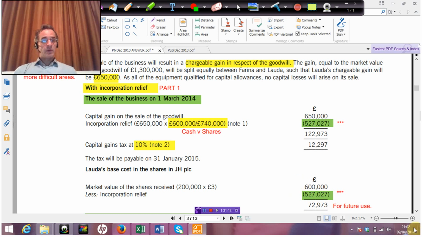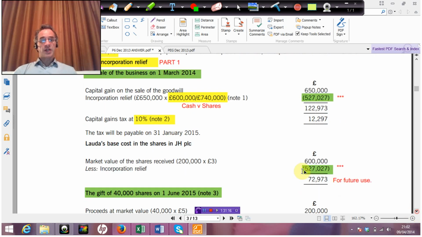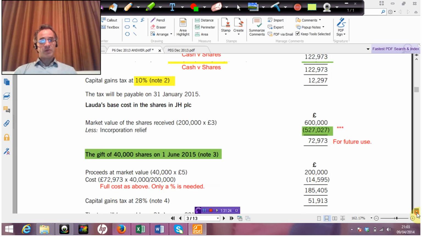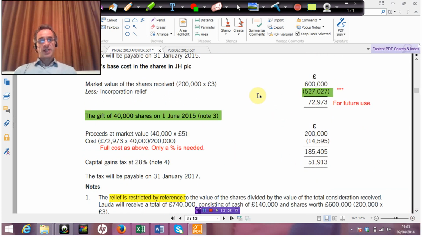Then moving on from that, we had to reduce the base cost of the shares simply by deducting the incorporation relief. That means this is the base cost for future use. And then what he does, which he invariably does in this sort of situation, is has a disposal of part of this, in effect, part of this cost, 40,000 out of 200,000.